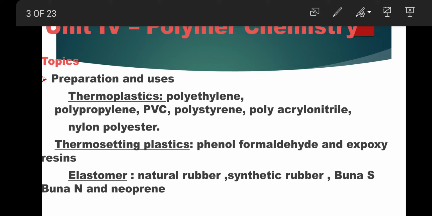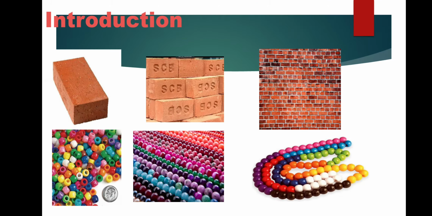Then you have to see preparation and uses of some thermoplastics. It is polyethylene, polypropylene, PVC, polystyrene, polyacrylonitrile, nylon, polyester. Thermosetting plastics: phenol formaldehyde and epoxy resin. Elastomers: natural rubber, synthetic rubber, Buna S, Buna N and neoprene. So we'll go to the topics.